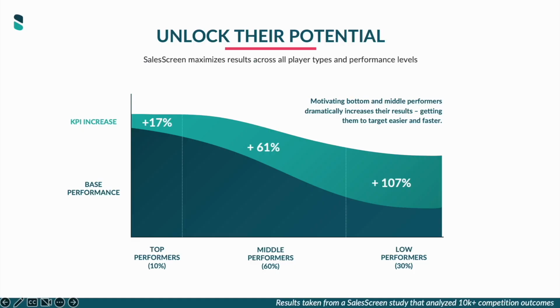We've found over and over again that one of the most simple, effective, and fun ways to do that is through competitions. In fact, we find that during SalesScreen competitions, the average team's key performance indicators increase by 17% for top performers, 61% by middle performers, and that's usually most of your team, and a whopping 107% by so-called low performers.